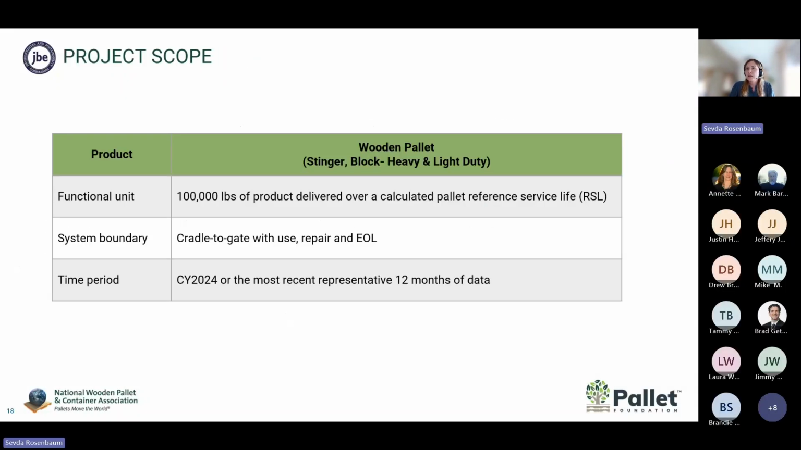And this outlines the LCA methodology at a very high level that we will follow, which is fully aligned with the new PCR. We have the functional unit as defined in the PCR. System boundary is cradle to gate with use, repair, and end of life, which is basically cradle to grave. And the time period we're going to be using is the 2024 data, where the data will be collected for 12 months of operation.